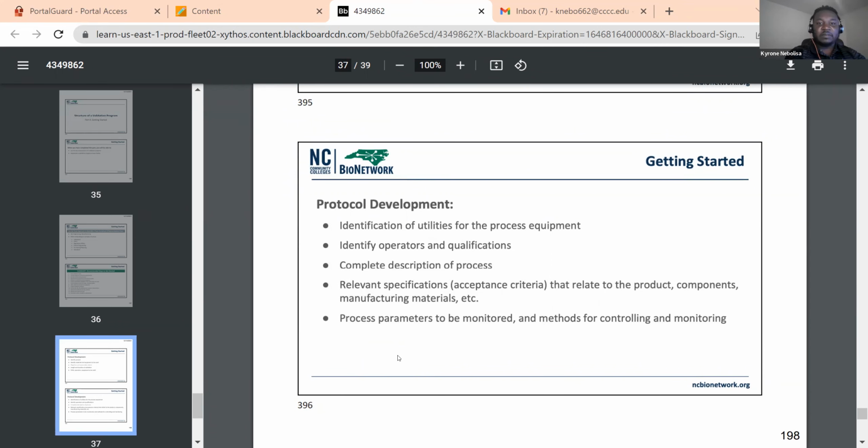So, for your protocol development, you want to have identification of utilities for the process equipment. You want to identify operators and qualifications. You want a complete description of your process. You'll need relevant specifications and acceptance criteria that relate to the product components and your manufacturing materials. And you'll need process parameters to be monitored and methods for controlling them. So again, as you're doing your protocol, these are some of the things you need to be thinking about and have in place so you can have a very good, robust protocol.